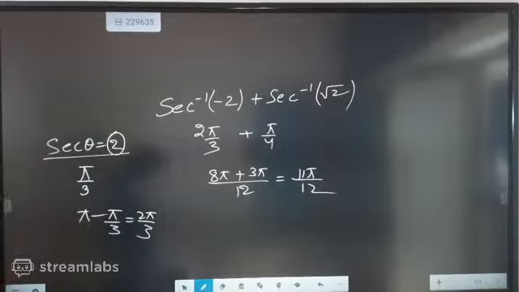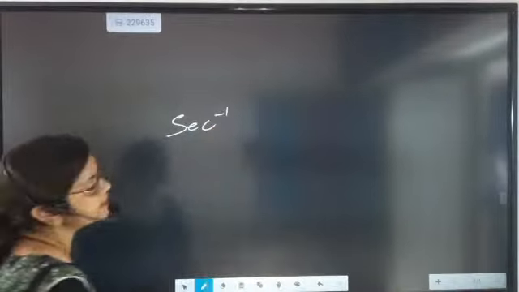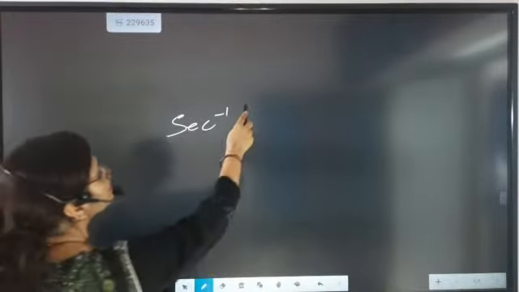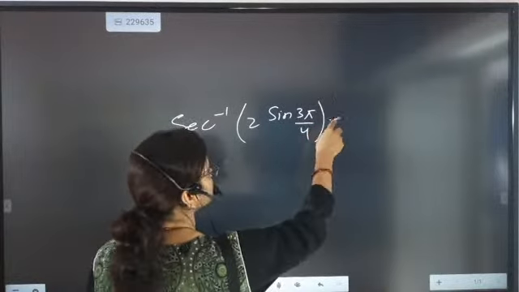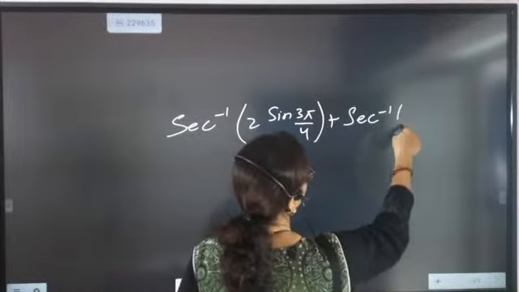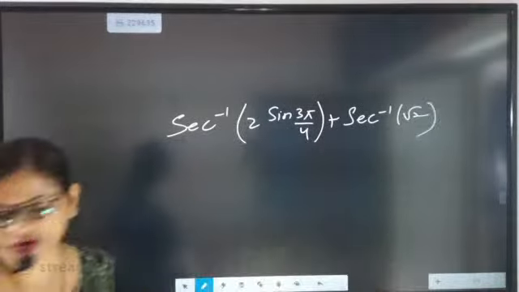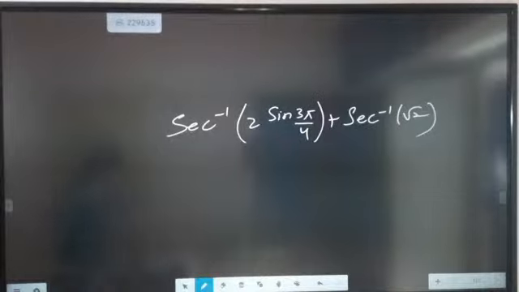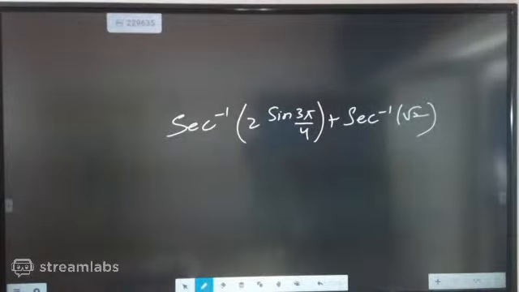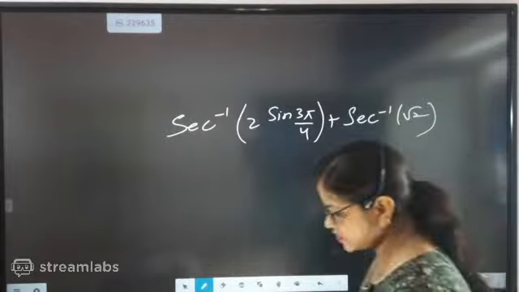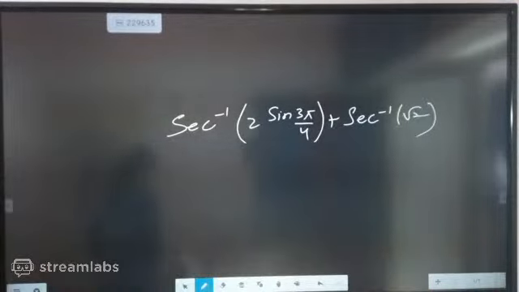Okay, next, find the principal value. Solve this one very nicely. Principal value, secant inverse of 2 sine 3 pi by 4 plus secant inverse root 2. Solve it fast. Try this question out. Very easy question. The more you solve, the more your hands will become free.